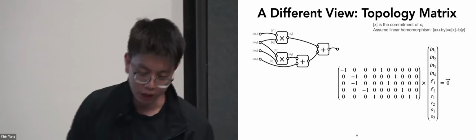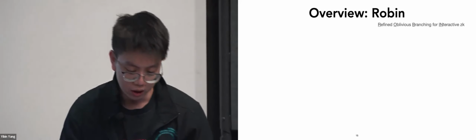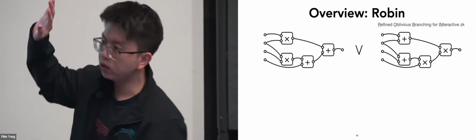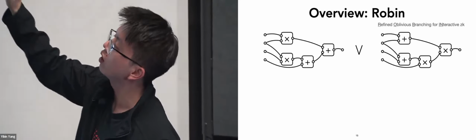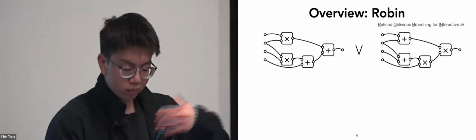It turns out that when we're targeting branching, when we're targeting some disjunction statement, these multiplication vectors can be reused across different branches. Okay, so what does it mean? Let me give you an overview of our Robin protocol, which stands for Refined Oblivious Branchings for Interactive Zero Knowledge. Here, imagine we just want to target this disjunction statement. They are all the same size; there are two different circuits, but they have the same number of inputs and the same number of multiplication gates.